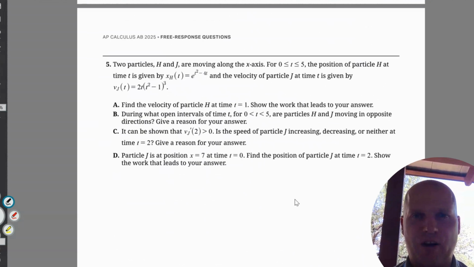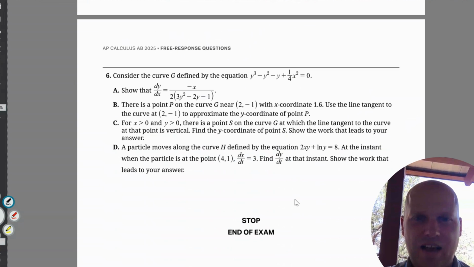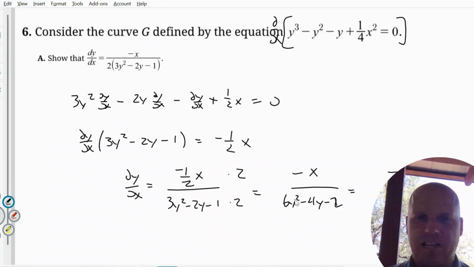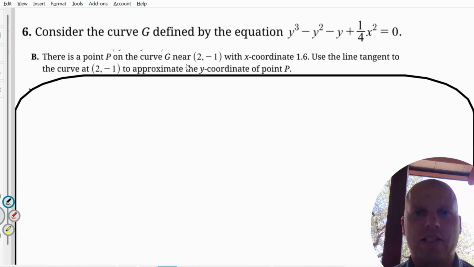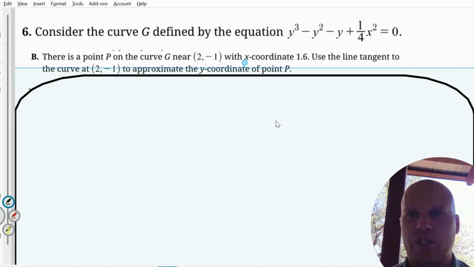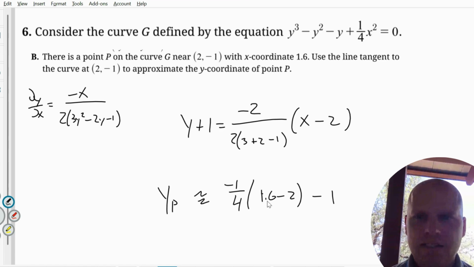Let's look at question number 6. Great. Very, very standard. There's a point on the curve. I put this in like one part of my free response questions in the class, and we're using it to approximate an x coordinate. All you needed to do is to plug in 2, -1 into your derivative, use an equation of a tangent line. Don't even simplify, plug in 1.6 into it. Very easy if you know like the basics of calculus.